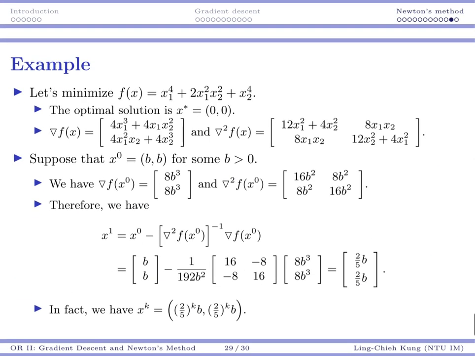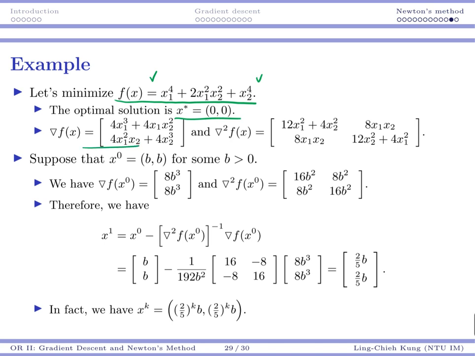Now let's again do a numerical example. Let's try to minimize this function. This function is a fourth order function. Let's say we want to solve this problem, and maybe you still have some memory about this function. So we may still do some analysis first. The optimal solution is 0, 0.